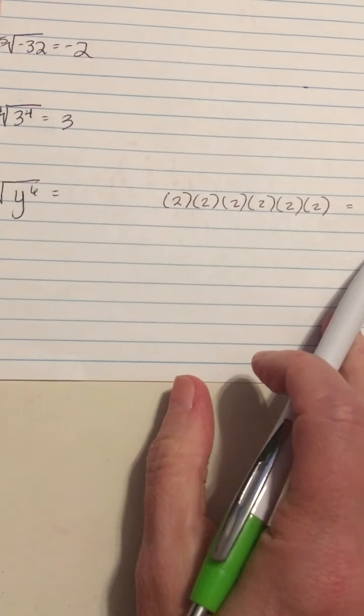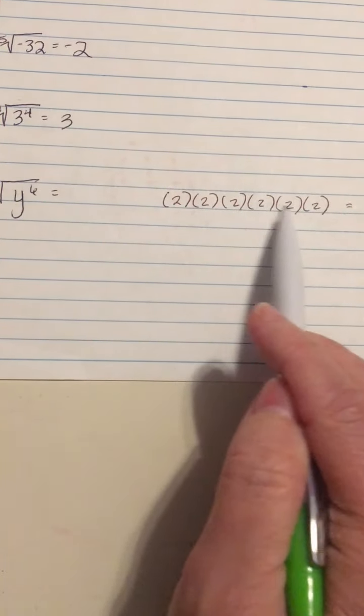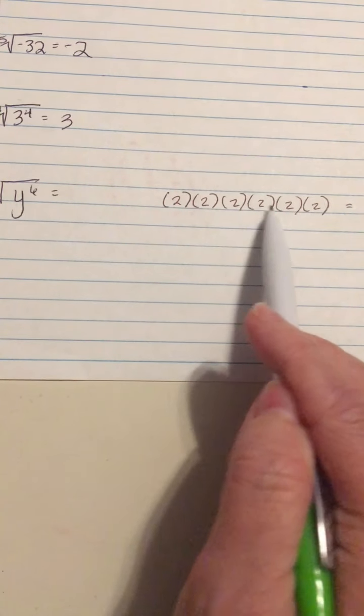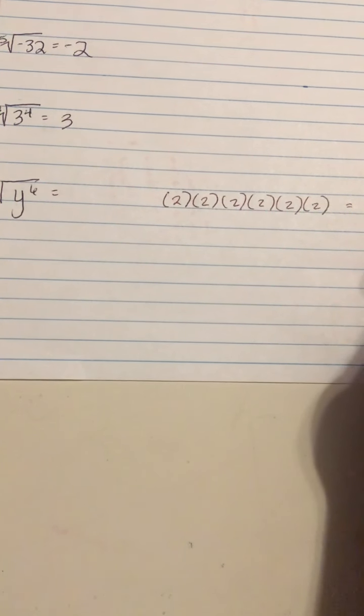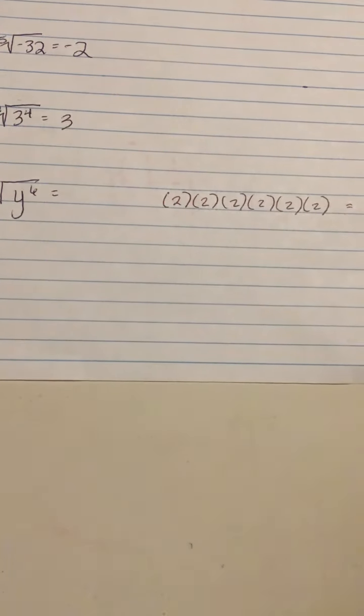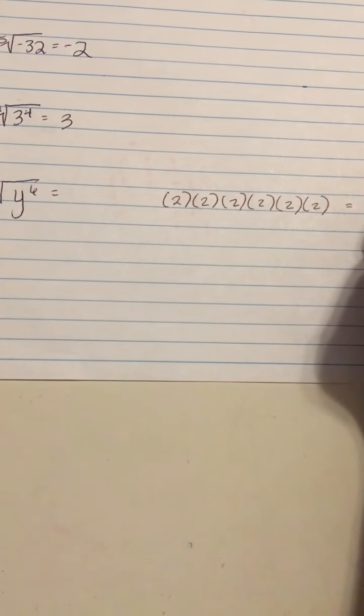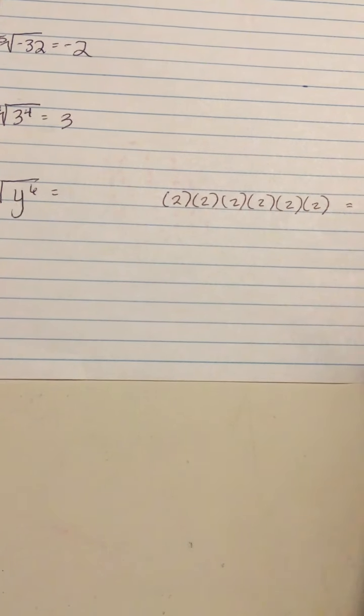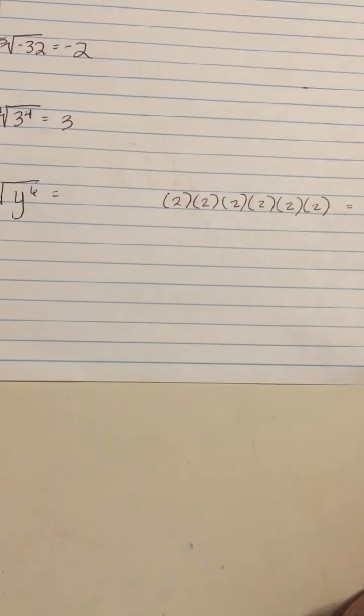Okay. Is there any way, if I take a positive number and multiply it by itself 6 times, that I can get a negative number? No, because I'm multiplying a positive number by itself. It can't be negative. Anytime you multiply two positives, you're always going to get a positive, right?